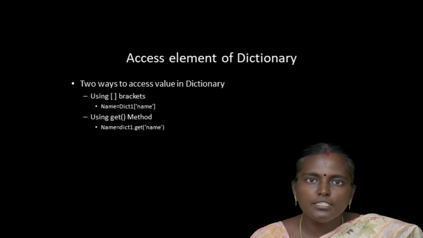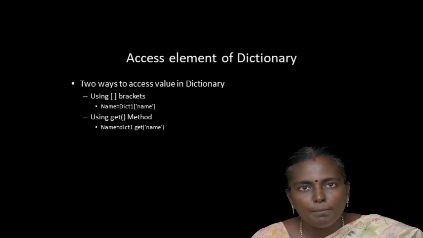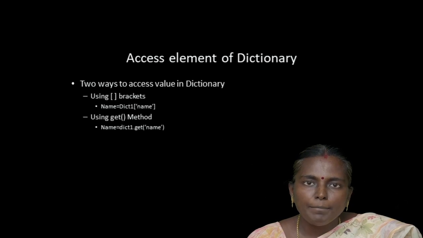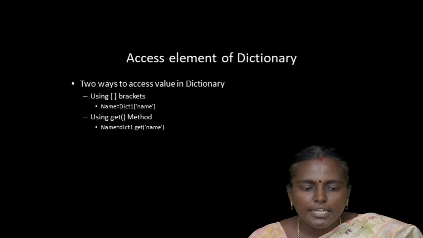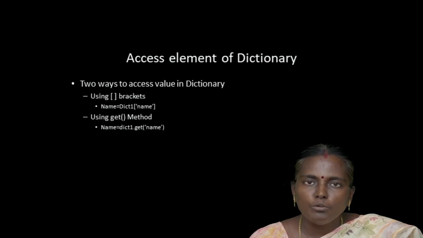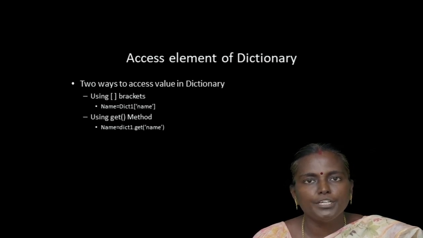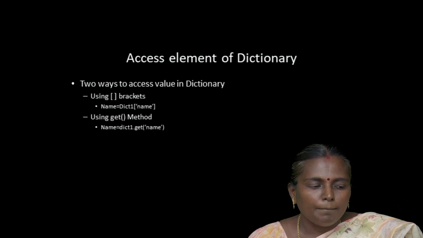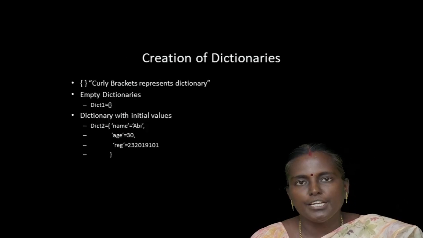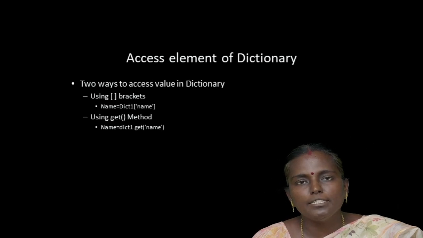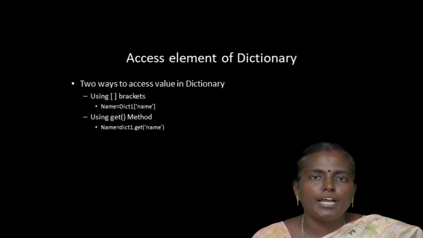To access this value, I have used the square bracket method as the first one, with name as the parameter of that square bracket. In the second method, I have used the get method. This method also allows you to get the value associated with that particular key. So get of name will retrieve Abhi from this initial dictionary and place it in the variable name. And if I print this name variable, I will get the value Abhi.